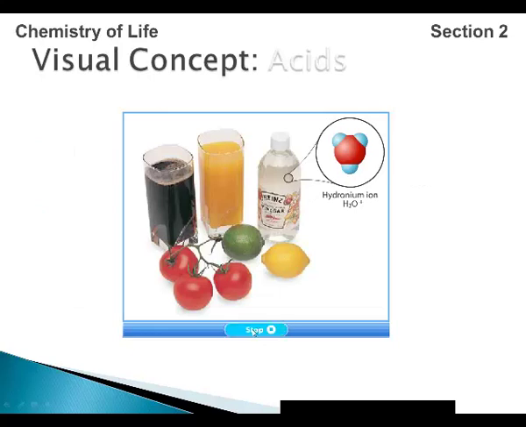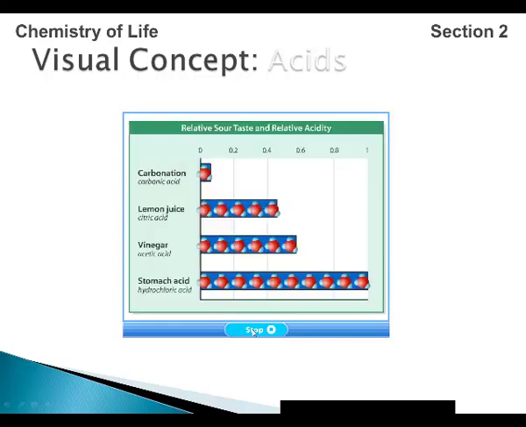Carbonated drinks, orange juice, vinegar, tomatoes, limes, and lemons all contain acids. Acids give these foods their sour flavor. Your taste buds respond to the level of hydronium ion in the food. The more acidic the food, the more hydronium ion present, and the more sour the food tastes.